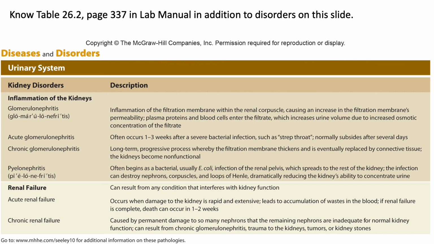Just know by definition some of these disorders and diseases of the kidney and the urinary system, as well as if you look at table 26.2, page 337 in your lab manual, the kind of disorders of urine and some of the atypical things that you can find within urine. There are no examples of those. I'll give you a description or definition, and you choose the disorder or disease. So just know a few of these for the practical as well.